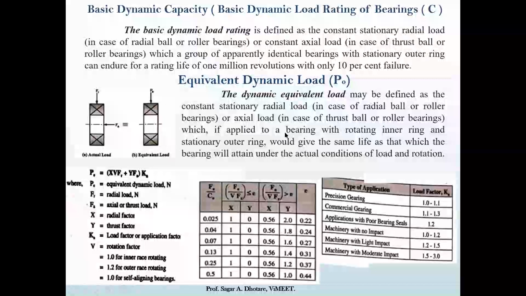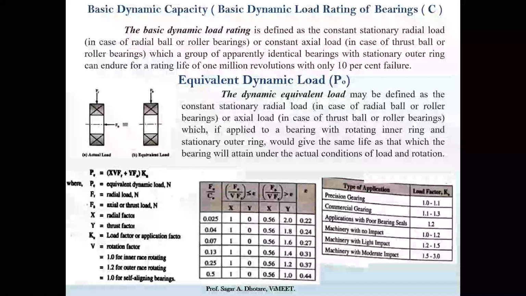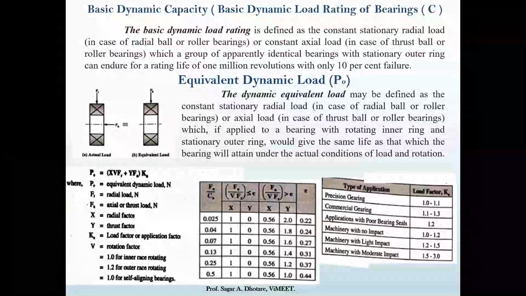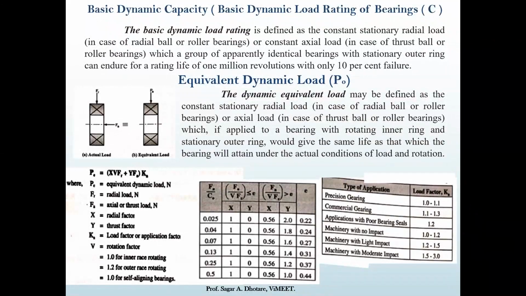Now next one, as we have already seen the basic static capacity, similarly we need to find the basic dynamic capacity. The basic dynamic capacity is a constant stationary radial load which a group of apparently identical bearings with a stationary outer race can withstand with the rating life of 1 million revolutions of the inner race.